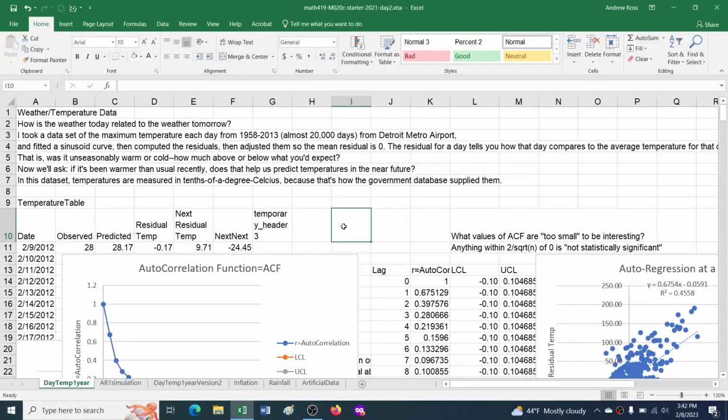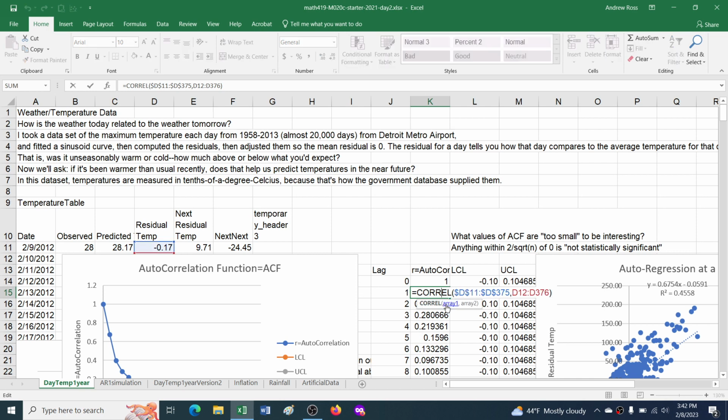In class, we just finished computing the autocorrelation function for our temperature data set, and I wanted to do a few more things. We already started by computing the autocorrelation function at a lag of 1. Let's remember, here's the formula for that. Do we see this number 0.675 anywhere else in our spreadsheet that might be interesting?